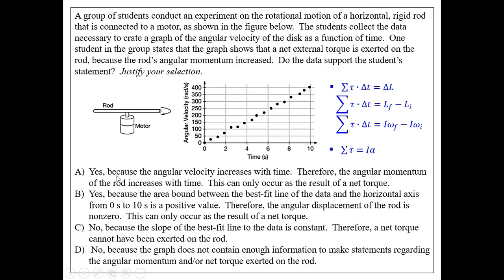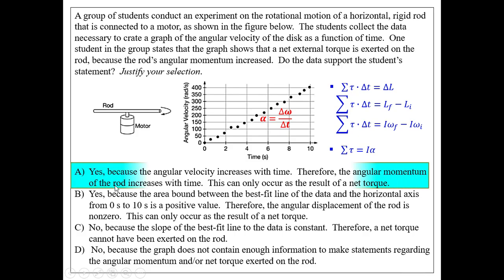It says yes, because the angular velocity increases with time. Therefore, the angular momentum of the rod increases. Well, yeah, angular momentum depends on angular velocity. So if angular velocity goes up, angular momentum has to go up. And it says this can only occur as the result of a net torque. Well, fundamentally, we say that angular impulse only exists if there is a net torque. Well, how do you know if there's a net torque? There's a net torque because there is an alpha. If there's an alpha, there has to be a net torque. So therefore, I'm just going to pick choice A, and I'm just going to bypass all the other answers.